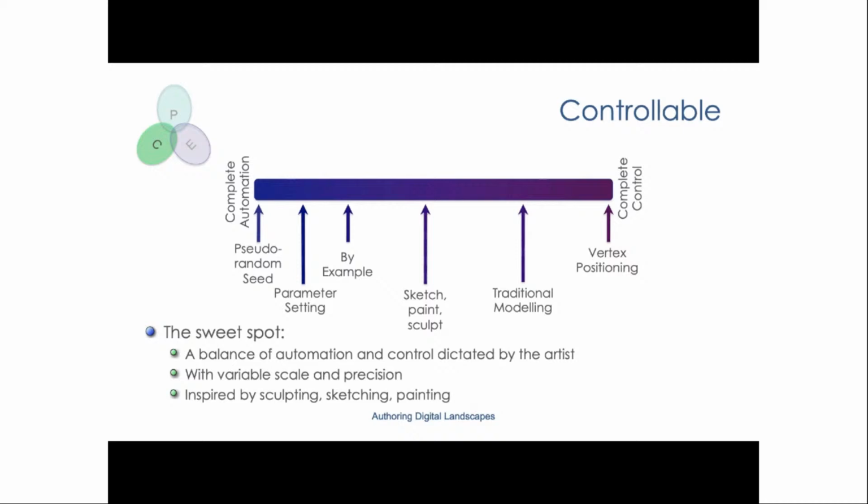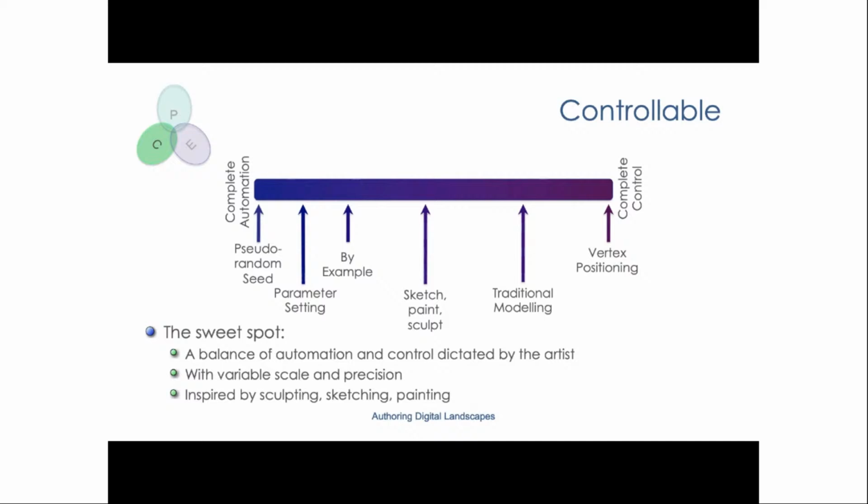It's also worth noting that we really want to do this at a variable scale. So sometimes when you're using these interfaces, you want to do broad scale sweeping changes. Maybe you'll have a brush that will dictate the style of the ecosystem in some way. And that might span tens of kilometers with a single sweep. But sometimes artists want to control specific details. A single tree, a single hero tree, might be what they want to control in terms of exact shape and how it leans and the kind of foliage it has. And at this sweet spot, we are inspired by the traditional mechanisms of sculpting, sketching, and painting.